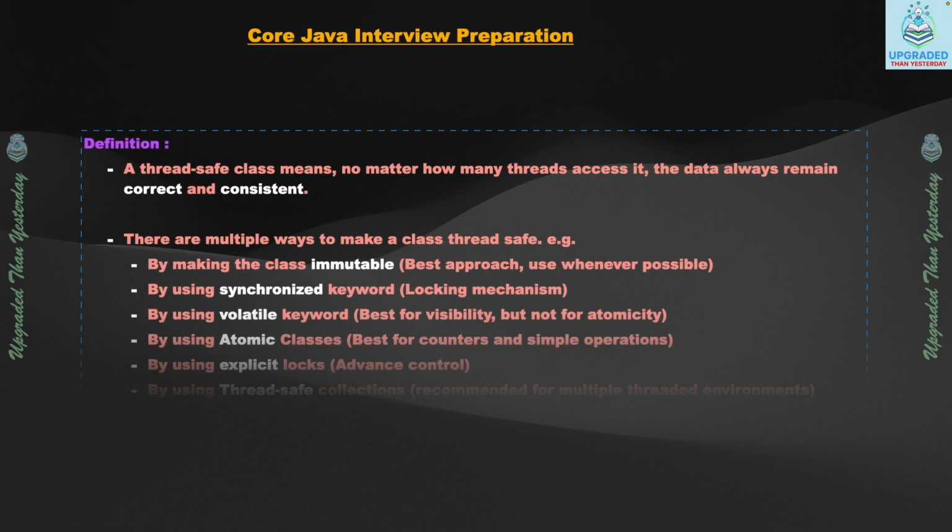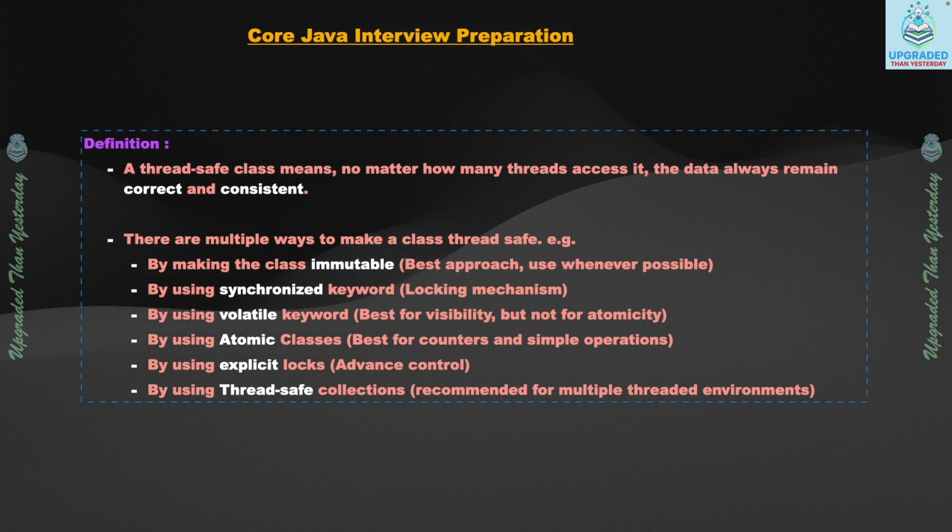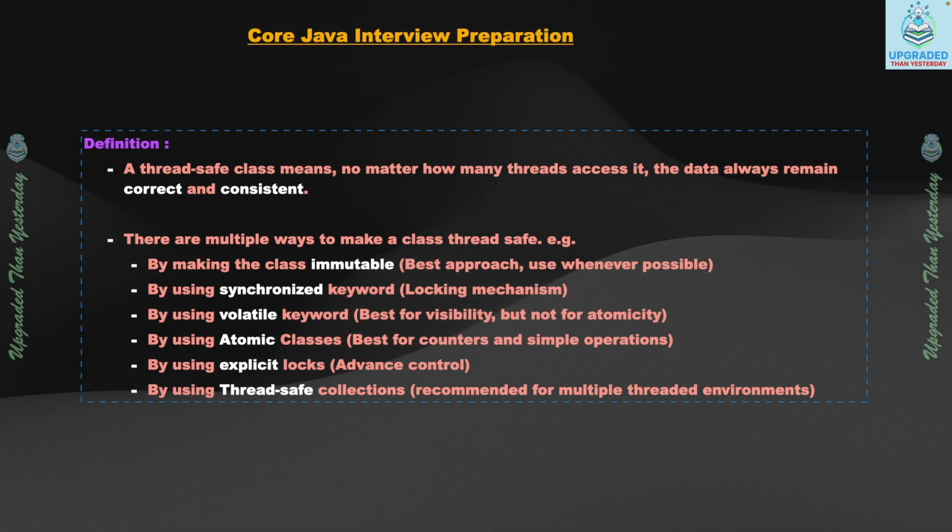Definition. A thread safe class means no matter how many threads access it, the data remains correct and consistent. There are multiple ways to make a class thread safe. For example, by making the class immutable. It is the best approach and use it whenever possible.